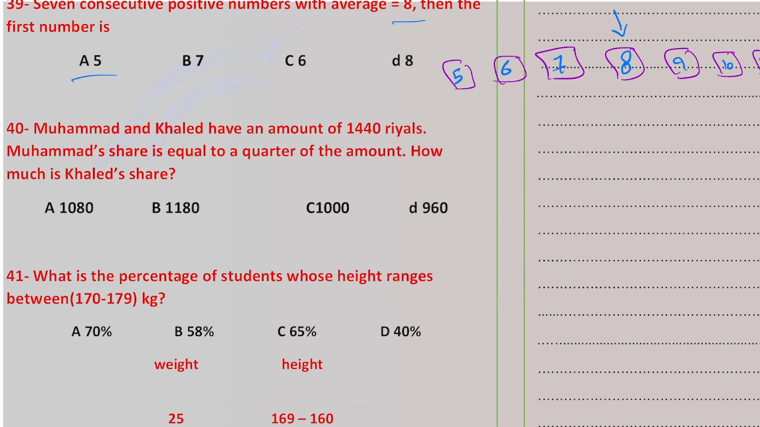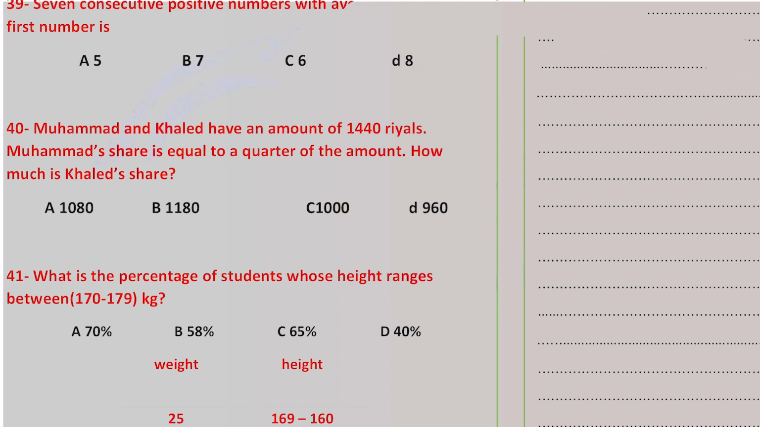Question number 40. Muhammad and Khalid have an amount of 1440 riyals. If Muhammad's share is a quarter of the amount. Okay, so we have Muhammad and Khalid.